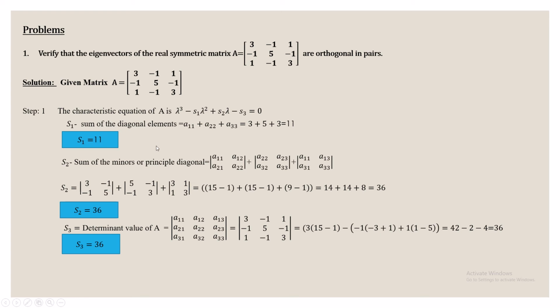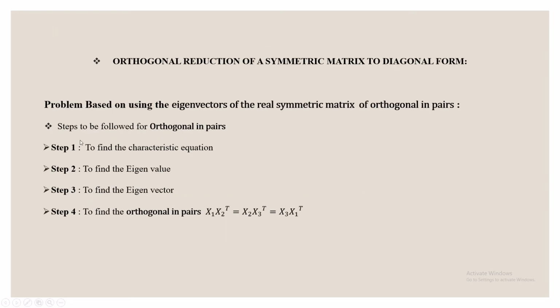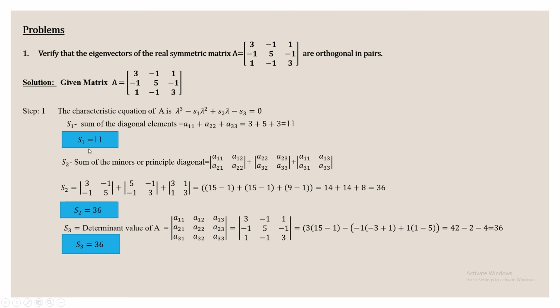Step 1 is to find the characteristic equation. How to find the characteristic equation? You already know it from the eigenvalues and eigenvectors problems. The given matrix is a 3 by 3 matrix, so we use the cubic polynomial equation: lambda cube minus S1 lambda square plus S2 lambda minus S3 equal to 0.